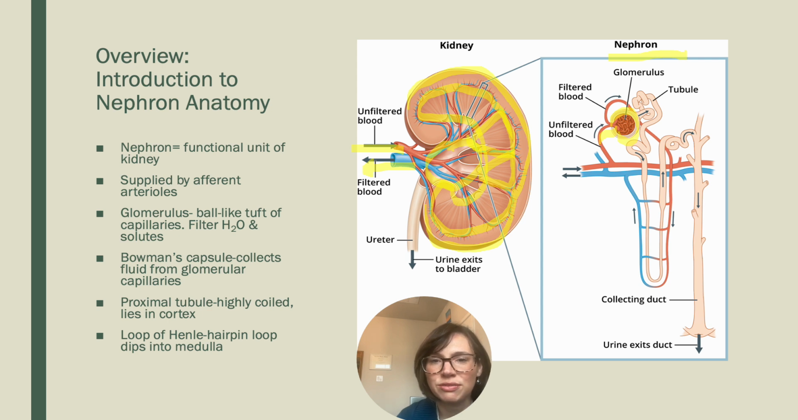Bowman's capsule. This fluid then enters the tubular system as opposed to the capillary system of the nephron, which consists of a proximal tubule up here, the loop of Henle, which descends down into the medulla, and then back through the distal tubule, where it will be ultimately eliminated as urine.